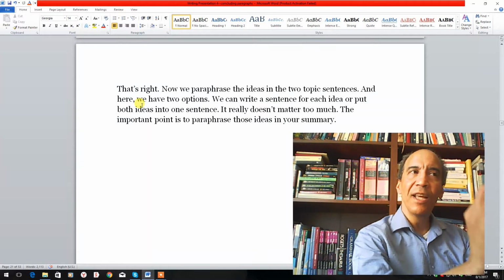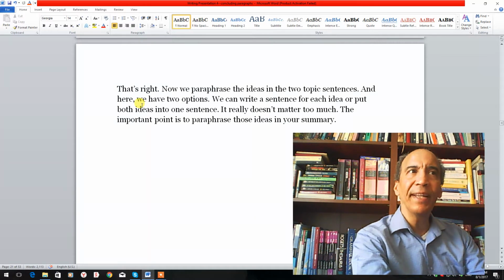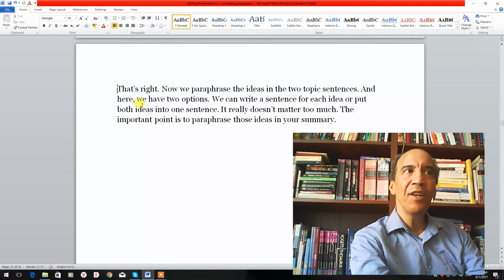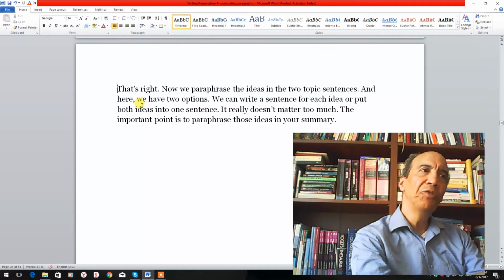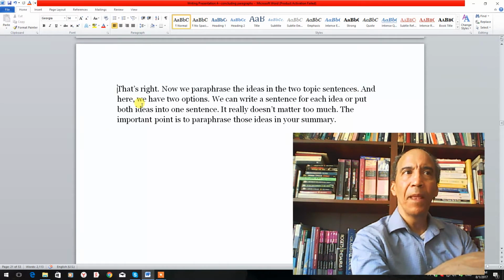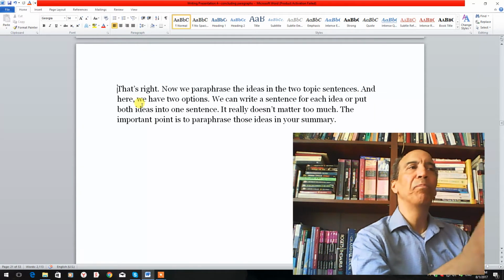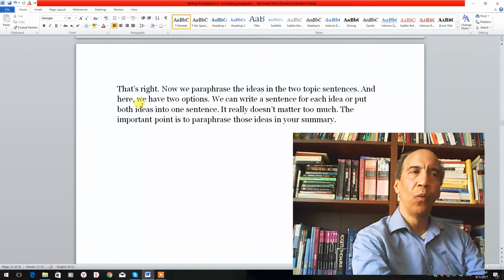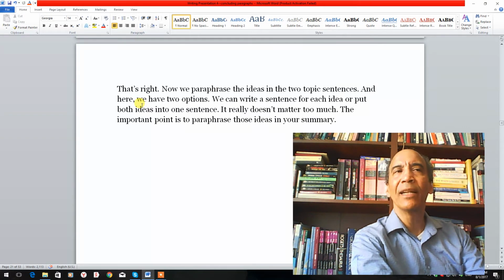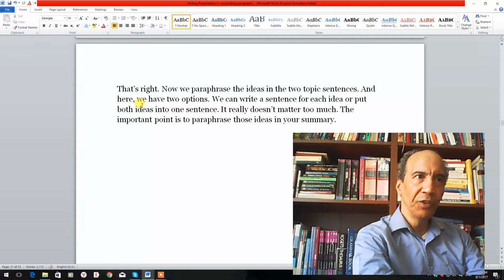That's right. Now we paraphrase the ideas in the 2 topic sentences, paragraph 2 and paragraph 3. And here, we actually have 2 options. We can write a sentence for each of those ideas, or we can put both of those ideas in 1 sentence. It really doesn't matter too much as long as what we write is clear and easy to understand.